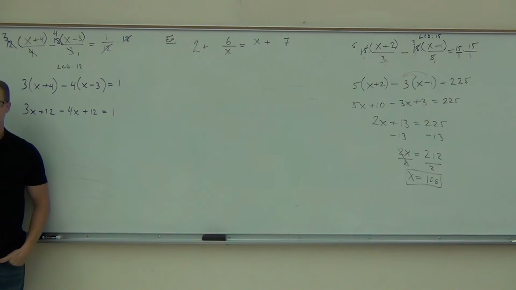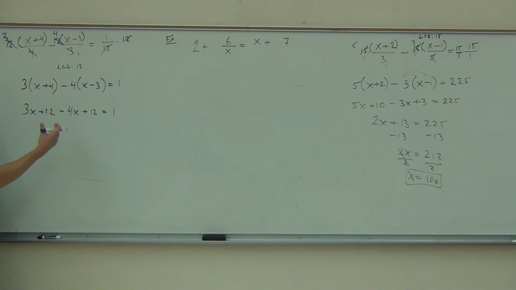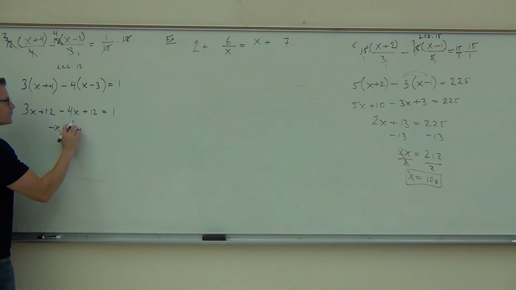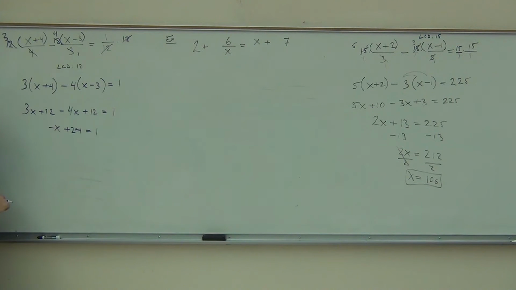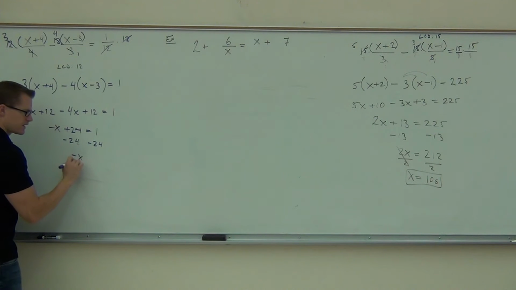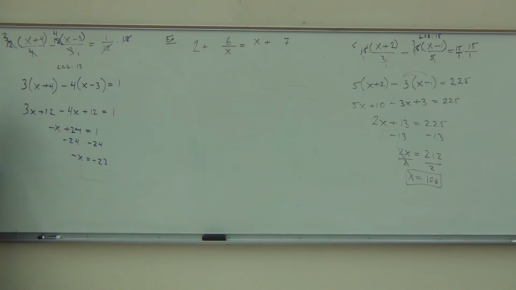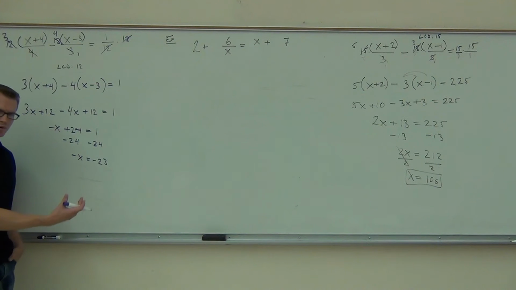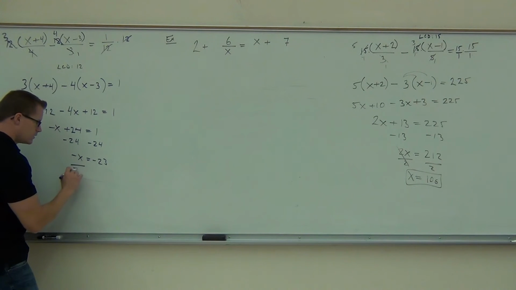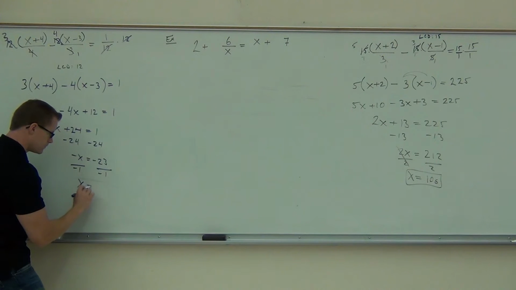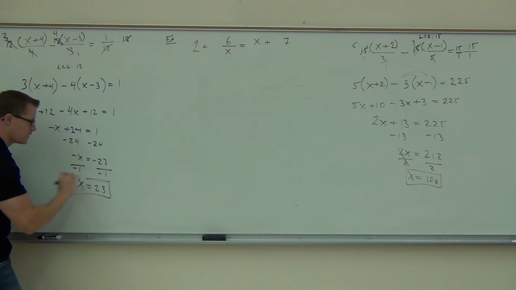So far, so good? Good, all right. We continue. We're going to combine some like terms. If I combine like terms, what do I get? Perfect. Keep going. Subtract 24. Negative x equals negative 23. If negative x equals negative 23, x equals how much? So you can divide by negative 1 here, or just switch both signs, that's fine. Yep, we're going to get positive 23 out of that.